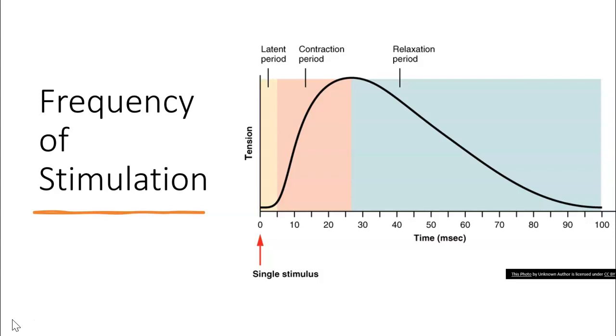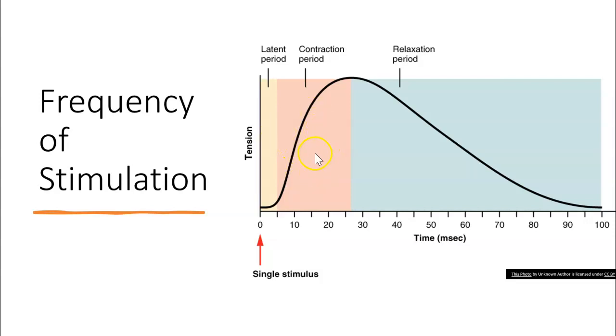Each twitch undergoes 3 phases. The first phase is a latent period during which the action potential is being propagated along the sarcolemma, and the calcium ions are released from the sarcoplasmic reticulum. This is the phase during which excitation and contraction are being coupled, but before contraction has actually occurred.